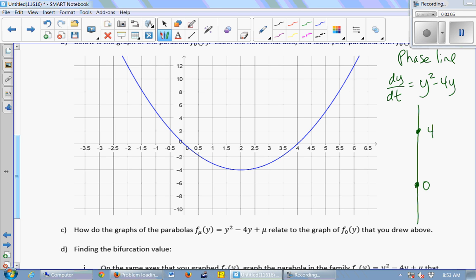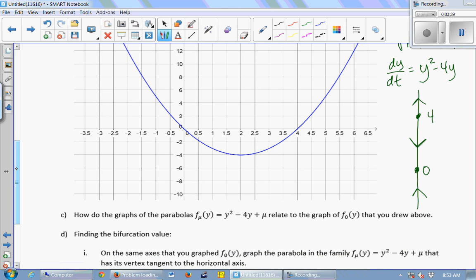Okay, and when y is less than 0, is the derivative positive or negative? Less than 0, this is the graph of the derivative, it's positive, right? Which means that the function is going to be increasing. Between 0 and 4, the derivative is negative, which means I put a down arrow. And greater than 4, the graph of the derivative is positive, up arrow. So there's my phase line.